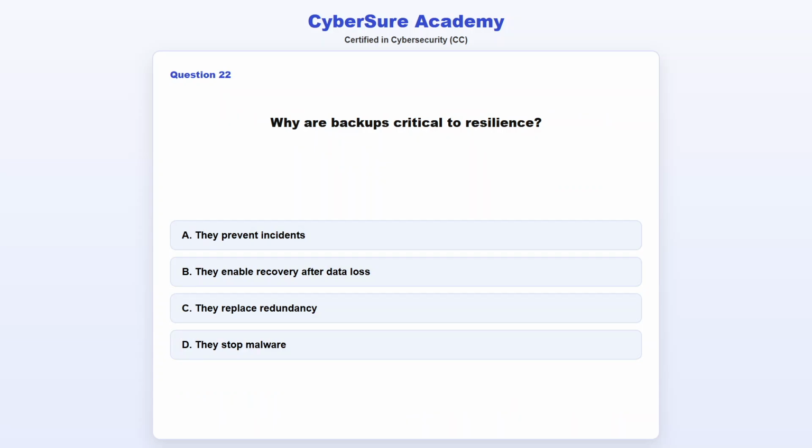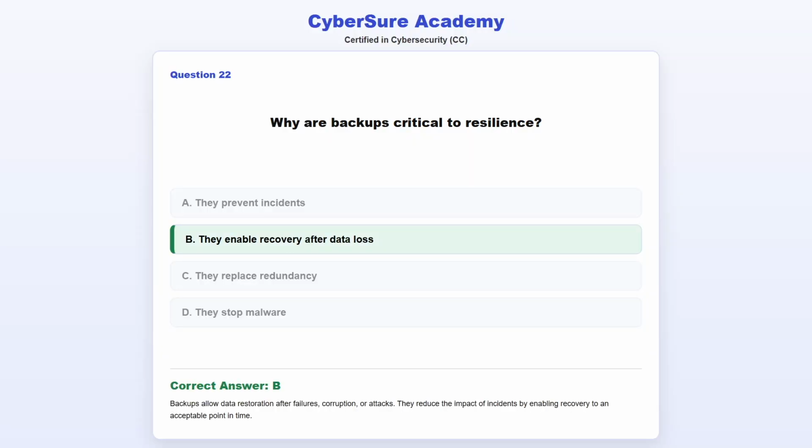Question 22. Why are backups critical to resilience? A. They prevent incidents. B. They enable recovery after data loss. C. They replace redundancy. D. They stop malware. The correct answer to question 22 is B. They enable recovery after data loss. Backups allow data restoration after failures, corruption, or attacks. They reduce the impact of incidents by enabling recovery to an acceptable point in time.